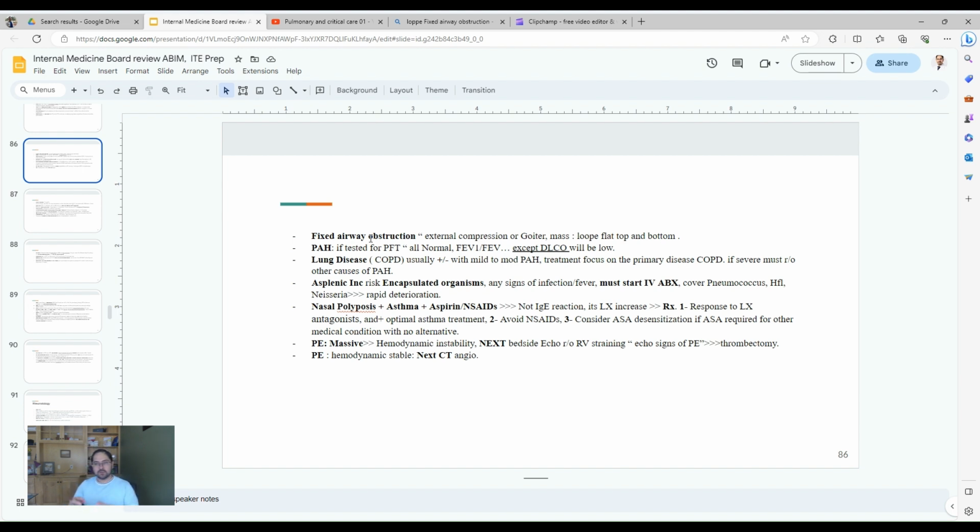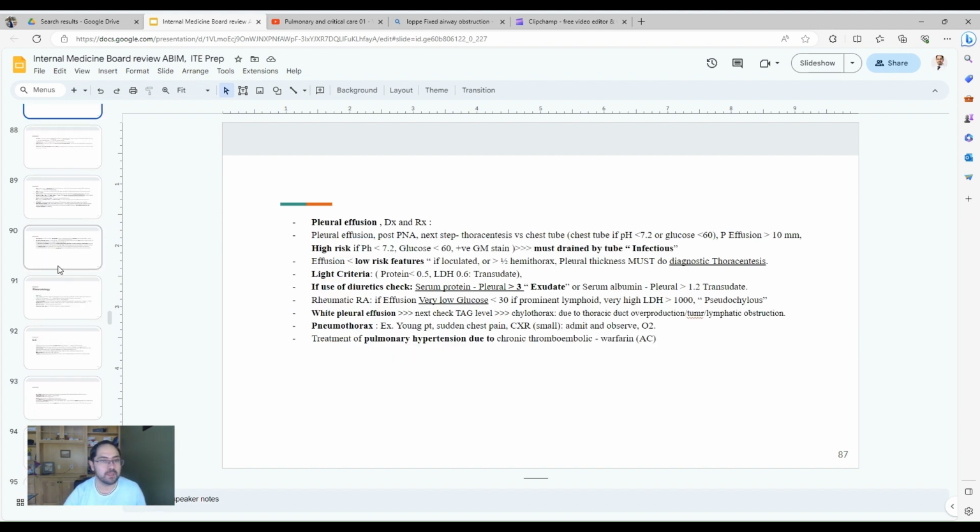Pulmonary embolism, you start with whether the patient is hemodynamically stable or unstable. If the patient is hemodynamically unstable, then next you need to do a bedside echo and look for signs of RV straining. If there are signs of RV straining, ballooning, RV failure, then the next step is thrombectomy, either interventional or TPA, but you have to deal with the thrombus. And if hemodynamically stable, you need to confirm that with a CTPE.